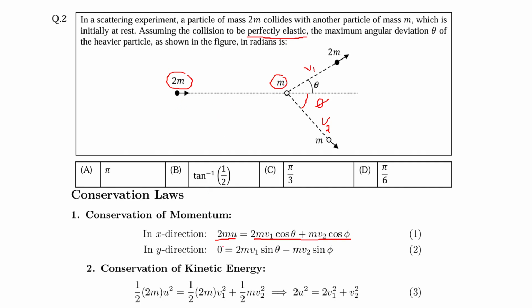Initially this mass 2m was moving in x direction. So in y direction, initial linear momentum is 0, and when we resolve the velocities, we will get 2m v1 sin theta minus m v2 sin phi equals 0. This is based on conservation of linear momentum.